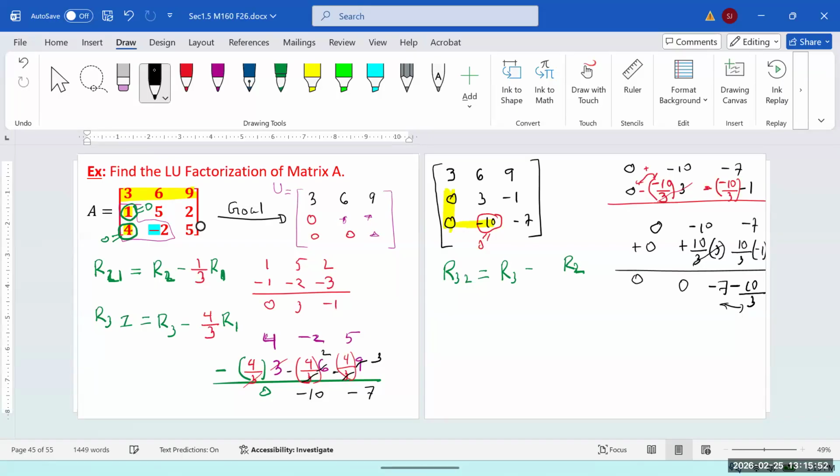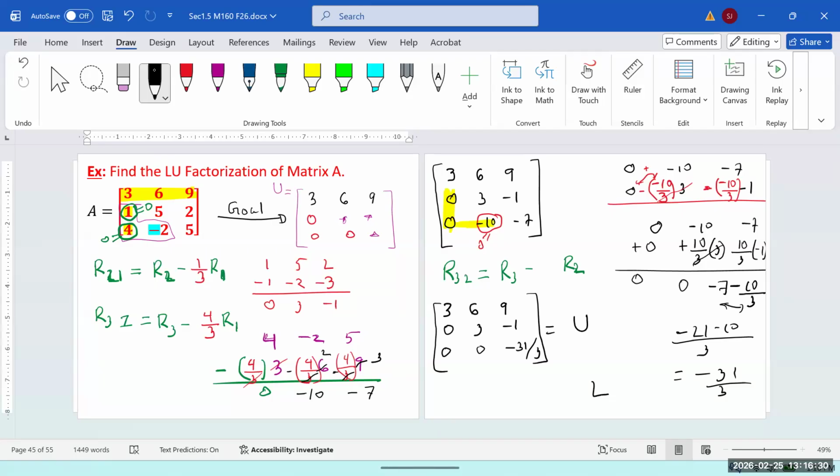So here, in order to combine, we have negative 21 minus 10 over 3. That gives us negative 31 over 3. Yeah, it definitely looks bad. So the new row, we got 3, 6, 9, 0, 3, negative 1, 0, 0, negative 31 over 3. This is our U.